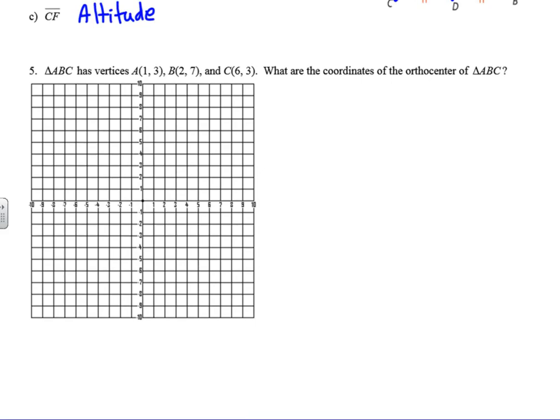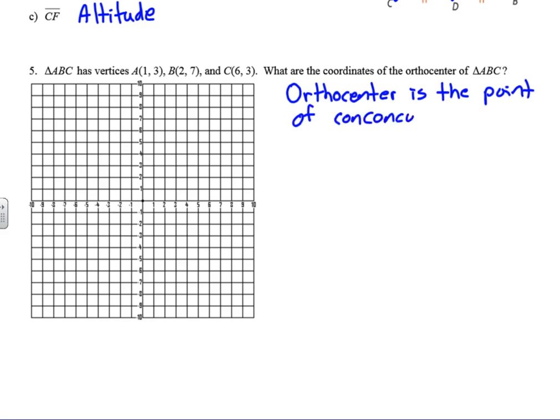All right, what are the coordinates of the orthocenter of triangle ABC? Okay, well, an orthocenter is the intersection of the altitudes, or is the point of concurrency of the altitudes.